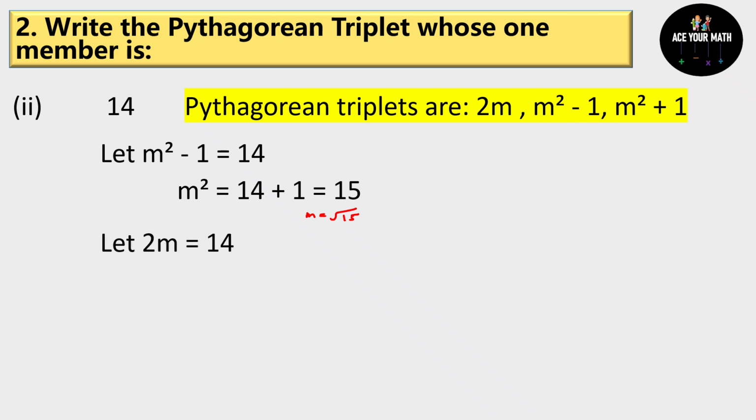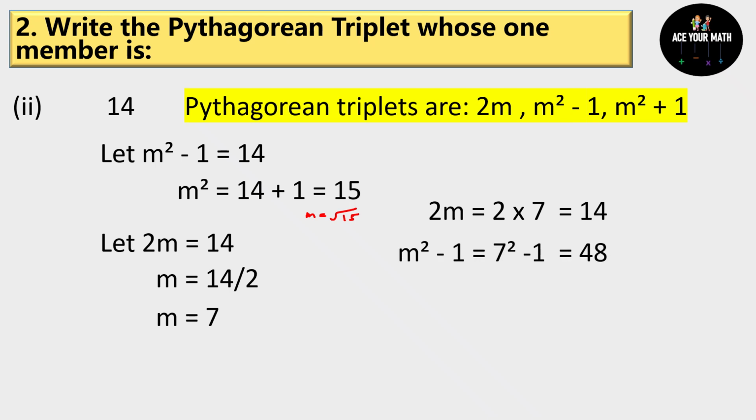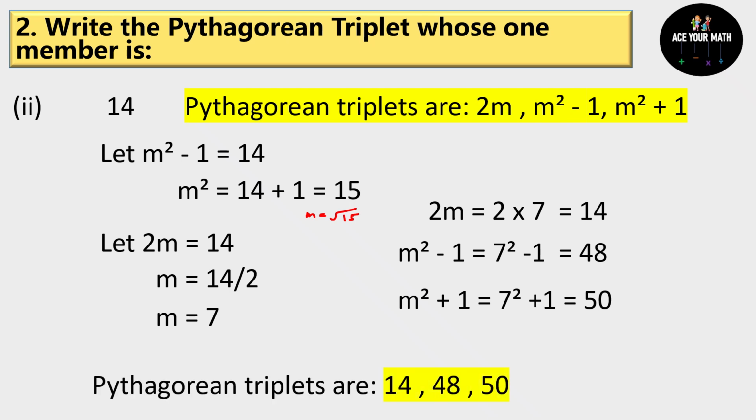Let's say 2m equals 14. Now find the value of m. M will become 14 divided by 2. Now m is 7. Now you can easily find the other members. The first member is 2m, which means 2 multiplied by 7, which gives 14. The next one is m square minus 1. Put the value of m there, and you will get 48. In the third one, m square plus 1, put the value of m as 7: 7 square plus 1, which is 49 plus 1, that gives 50. So the Pythagorean triplets are 14, 48, and 50.